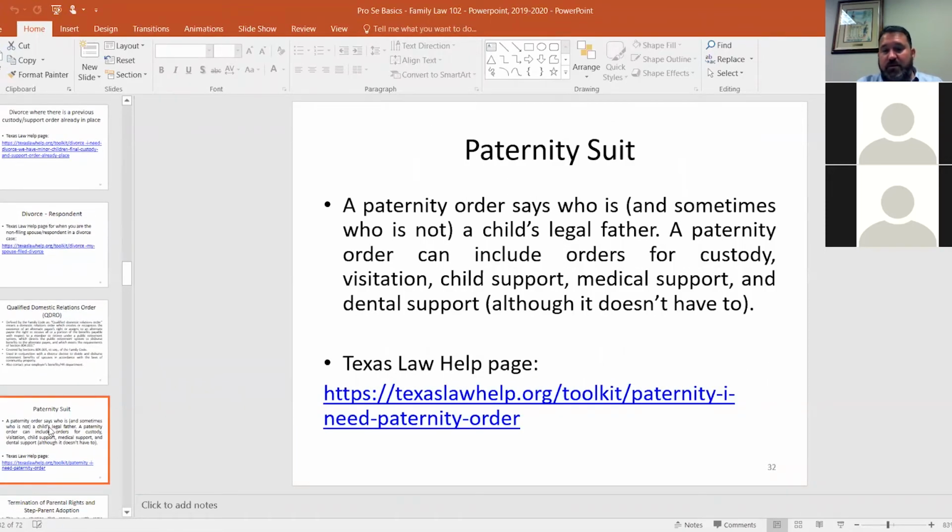There's paternity suits to determine if someone is the father, and then if they are determined to be the father, the issues of custody and support and so forth come into play. We have paperwork for that.